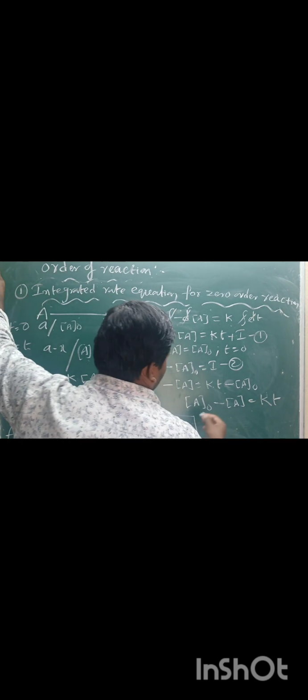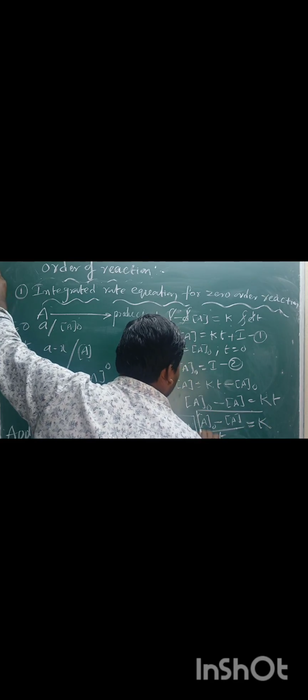This term is transposed to that side: concentration of A naught minus concentration of A is equal to KT. T is transposed to that side: concentration of A naught minus concentration of A by T is equal to K. This is the integrated rate equation for zero order reaction.